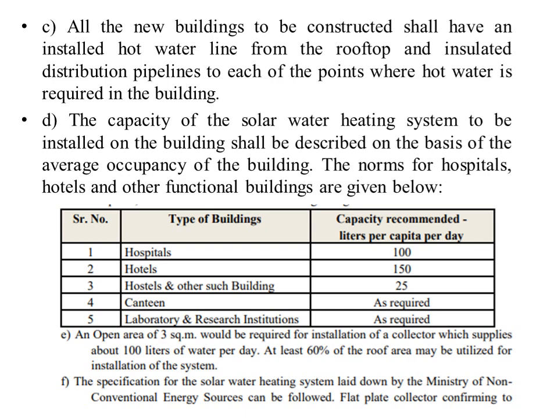An open area of 3 square meters should be required for installation of collector which supplies about 100 liters of water per day. At least 60% of the roof area may be utilized for installation of the system. The specification for the solar water heating system laid down by the Ministry of Non-Conventional Energy Source can be followed. Flat plate collector conforming to.